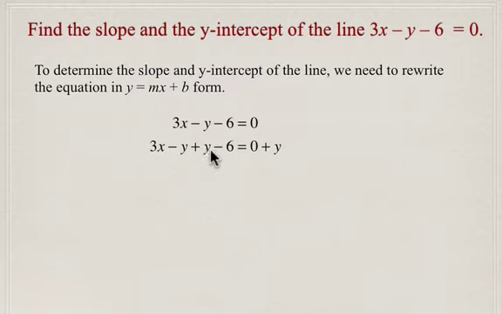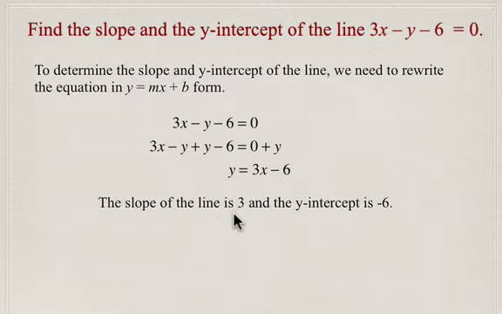And the reason we do that is because once we do that, we've got y isolated on one side of the equation, because 0 plus y is y, and over here negative y plus y is 0, so that there's no y term on the left-hand side. So we're going to bring the right-hand side over to the left-hand side of the equation, and vice versa. So this all simplifies to be y equals 3x minus 6. And so now we can identify the slope of the line as 3 and the y-intercept as negative 6.